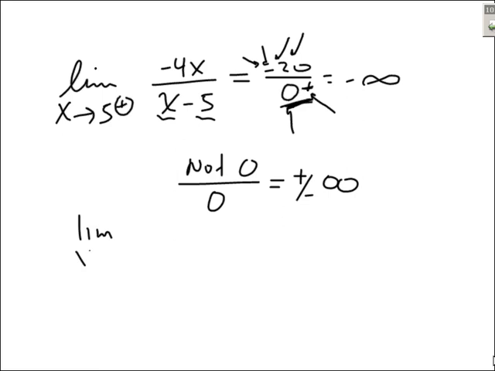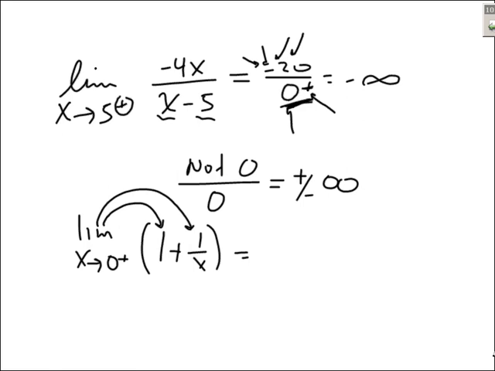You have the limit as x goes to 0 plus, let's say 1 plus 1 over x. Well, remember, limit distributes. The limit of 1 plus the limit of 1 over x. As x changes to 0, changes to any number, 1 couldn't care less. 1 does not change. It's 1.